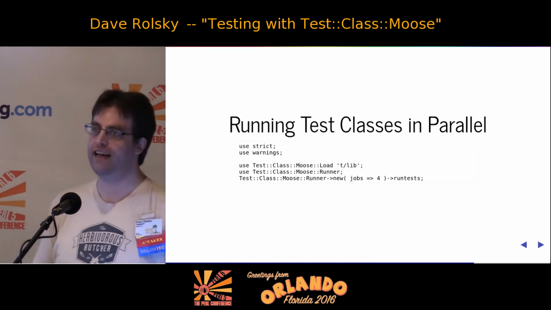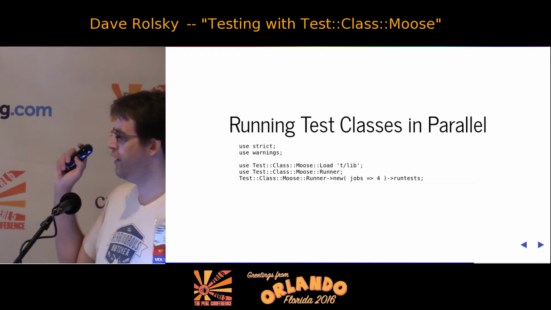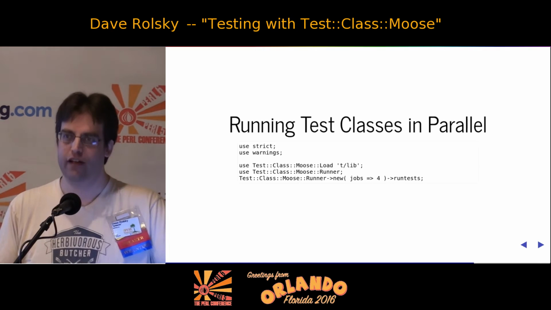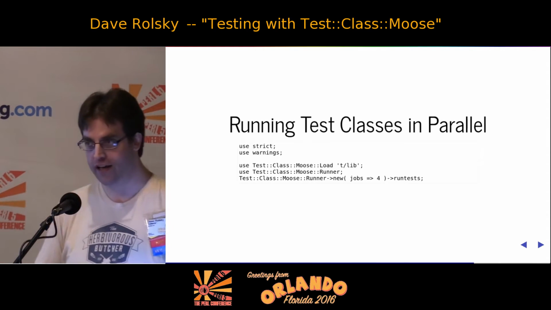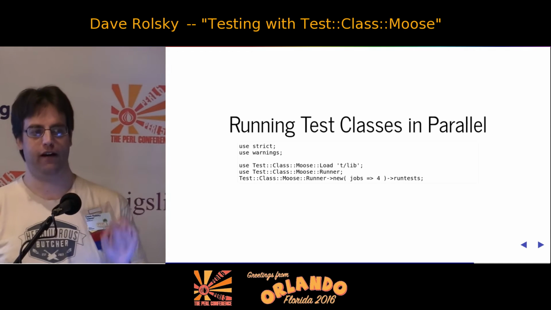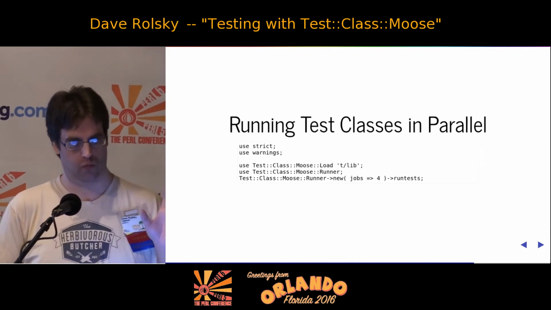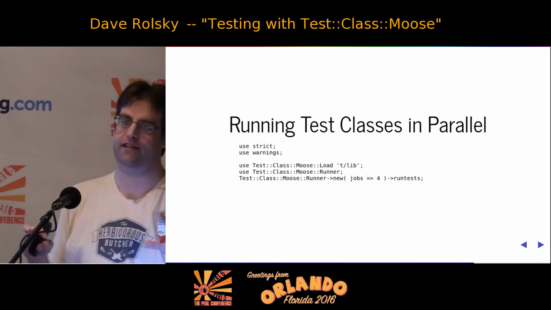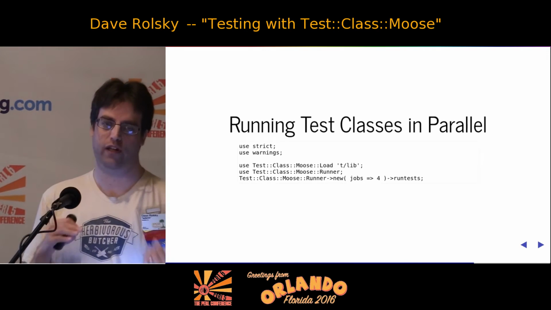You can also run test classes in parallel. So if you just pass jobs to the constructor for the TestClassMoose runner, if it's something other than 1, then it will run them in parallel. Right now, the parallel running is a little not ideal. There's just various bugs, and the reporting doesn't really work properly.